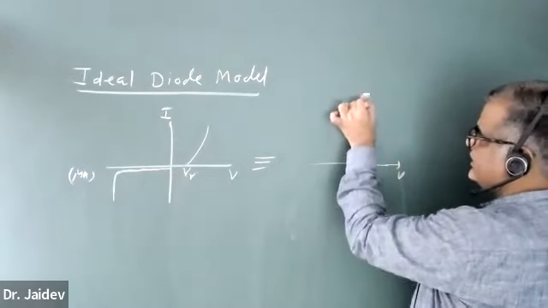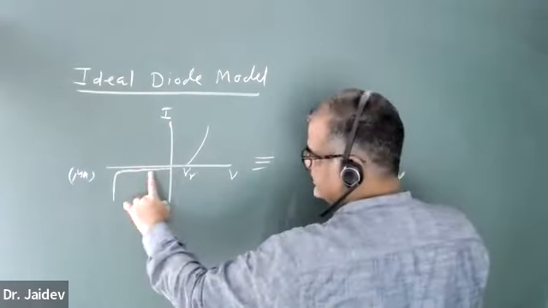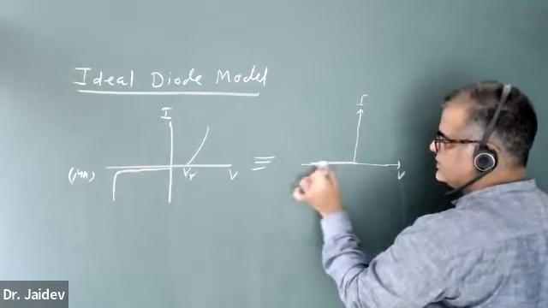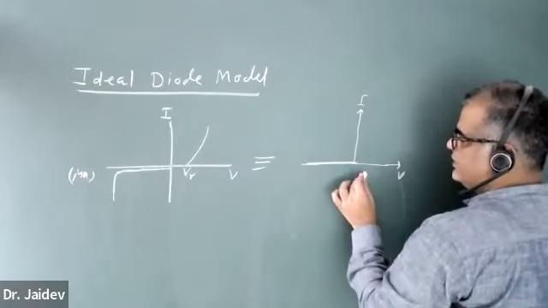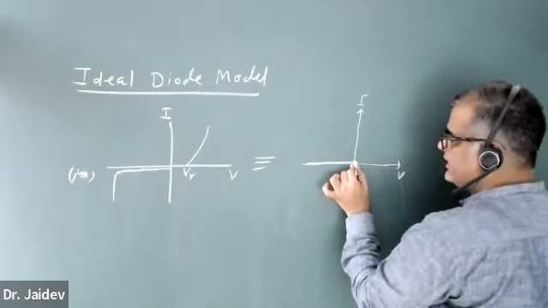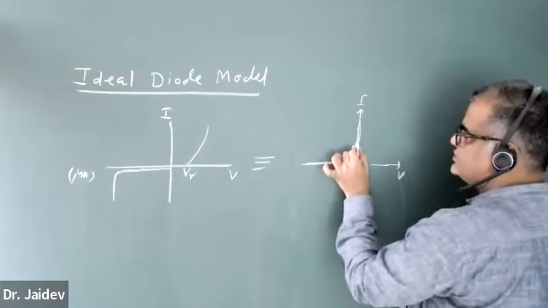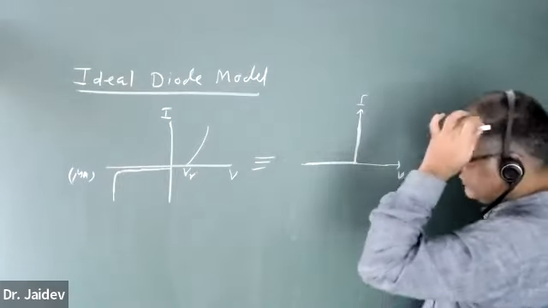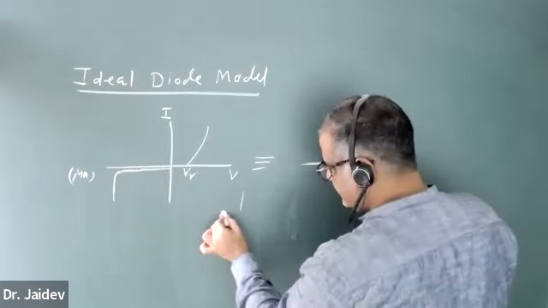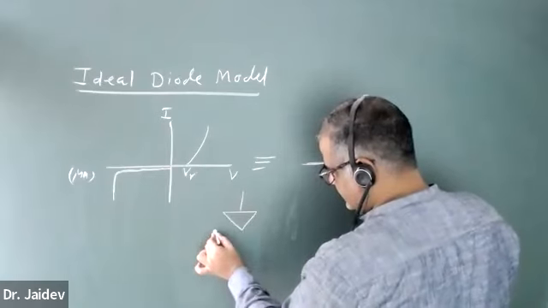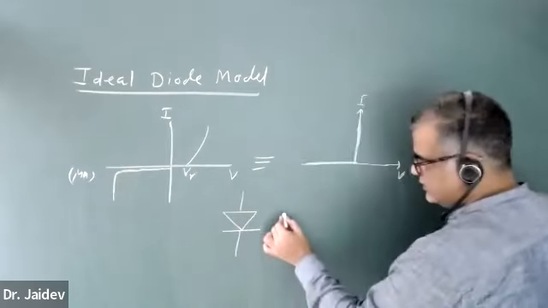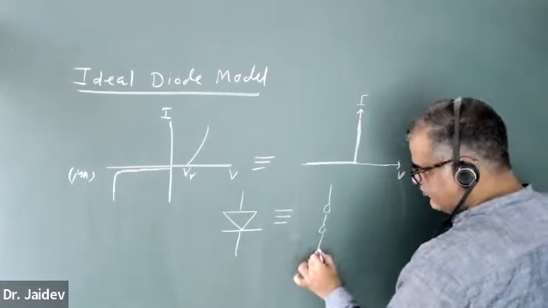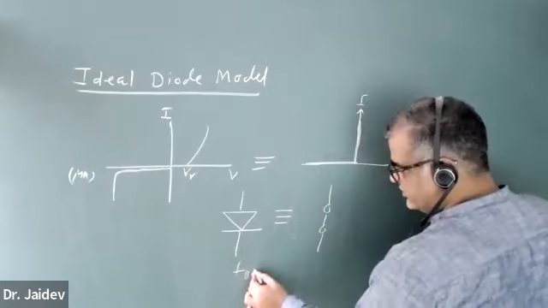So this is my V, this is my I. In reverse bias there is a negligible current, so I assume this negligible current equals zero. So in reverse bias, no current flows across the diode. And in forward bias, there is a zero voltage drop across the diode. So if I want to represent a diode, say this is my diode, this will be replaced by a short circuit for forward bias.